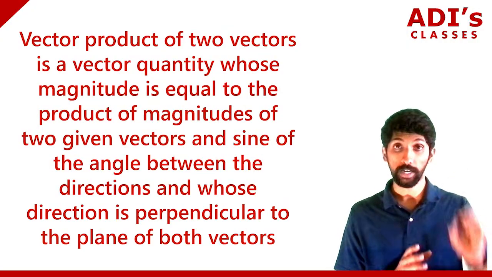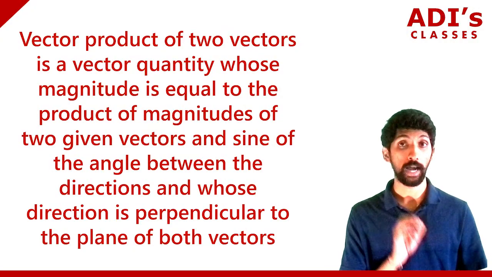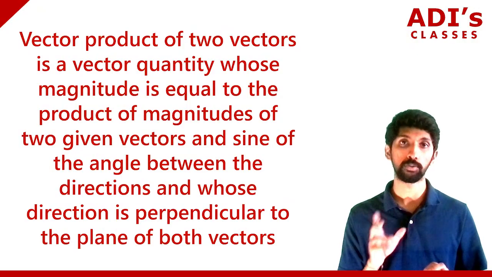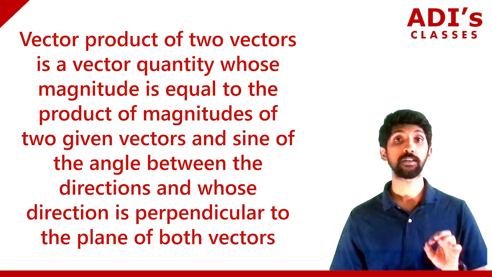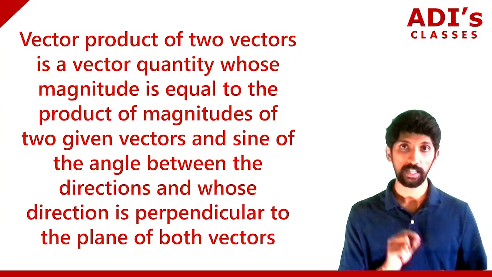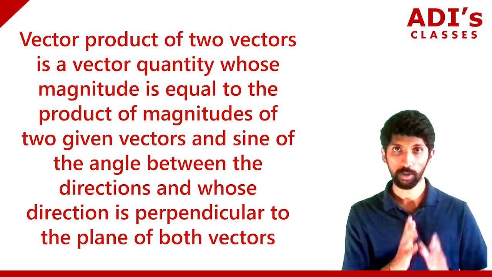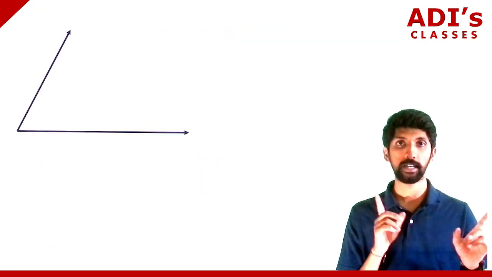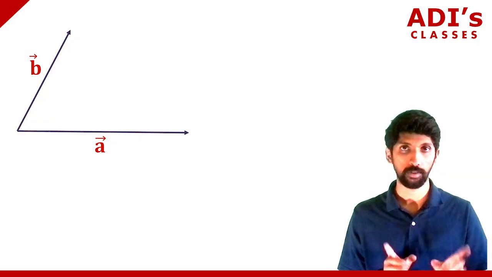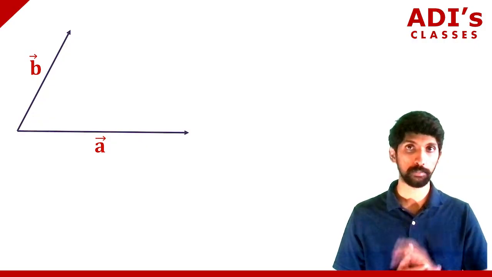So here the vector product of two vectors is a vector quantity whose magnitude is equal to the product of magnitudes of the two given vectors and the sine of the angle between their directions, whose direction is perpendicular to the plane of both vectors. What it means is we have two vectors, vector A and vector B. Both the vectors are in the same plane. Consider it to be in the x-axis, y-axis plane, the xy plane.